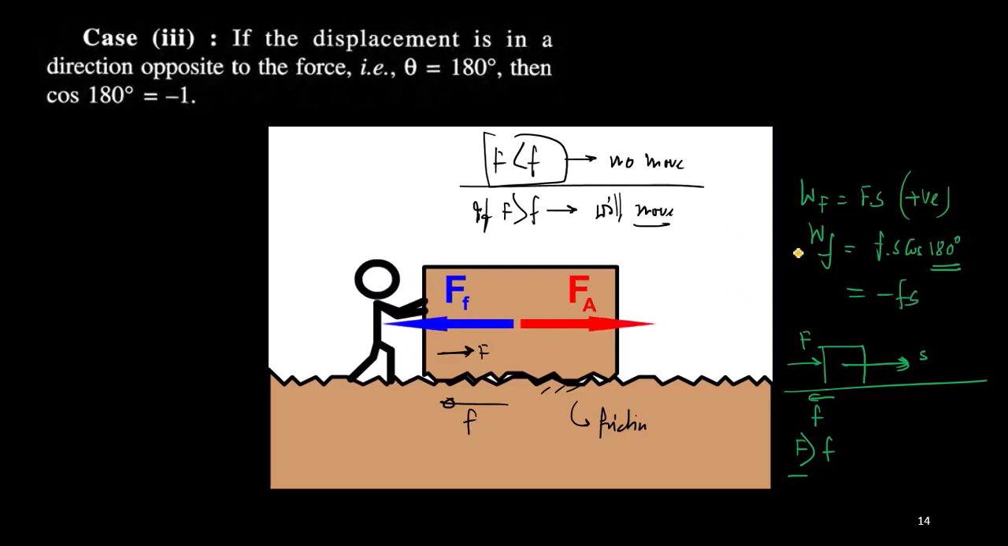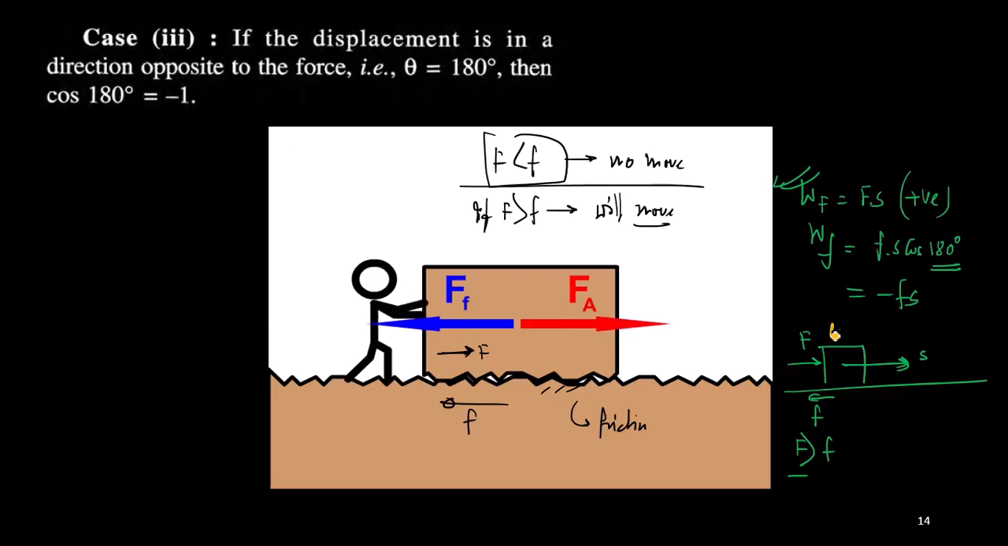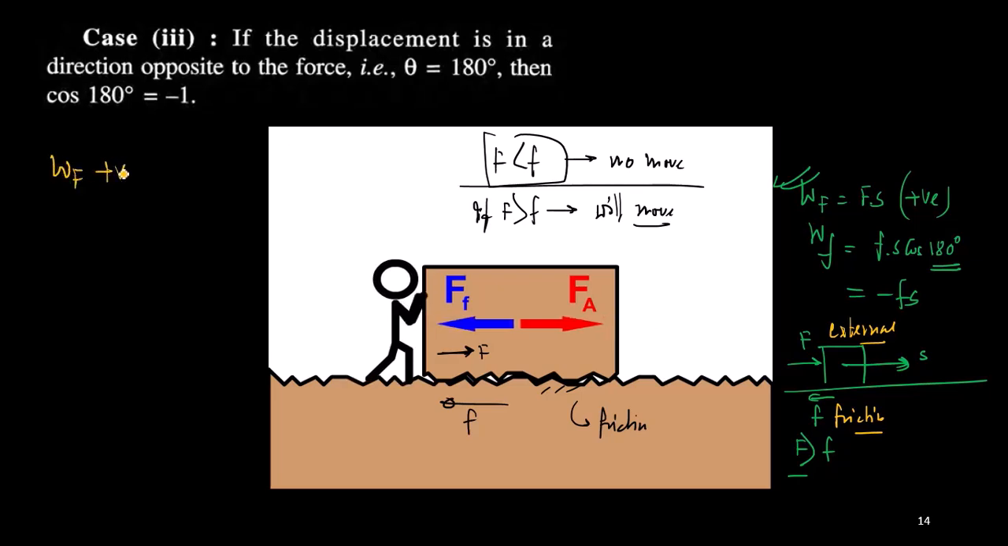In that situation, the applied force, capital A, that I am applying, is called the external force. And small f is the friction force. So what you understand from this exercise is that the work done by capital A is positive, and the work done by small f is negative.